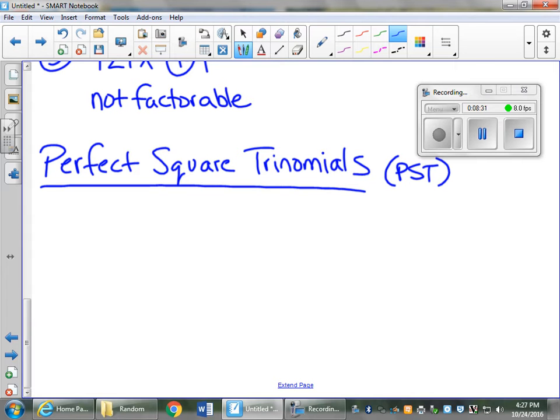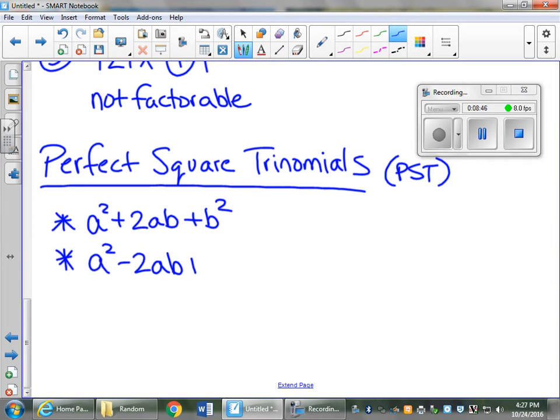So the first form looks like this. There's two formulas depending on the sign. A squared plus 2ab plus b squared. And the other one is a squared minus 2ab plus b squared. So the only difference is the sign of your middle term.